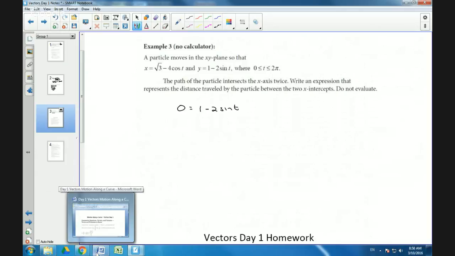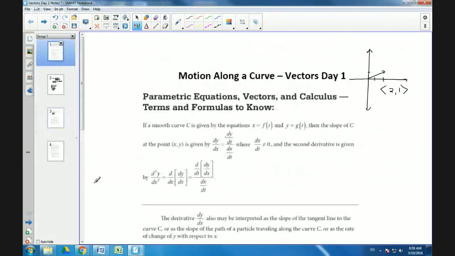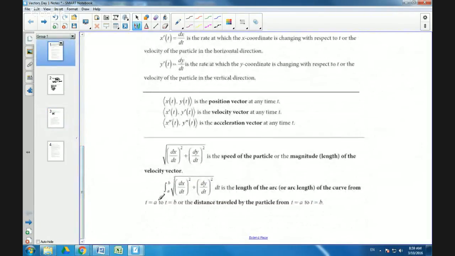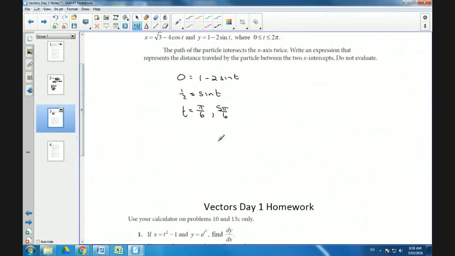We need to calculate our times where it intersects the x-axis. We set sine equal to one half, so pi over six and five over six. Yep. And then distance traveled, remember, this integral, right? So it's basically the speed calculation with an integral in front of it, from A to B. So, okay, the integral from pi over six to five pi over six.